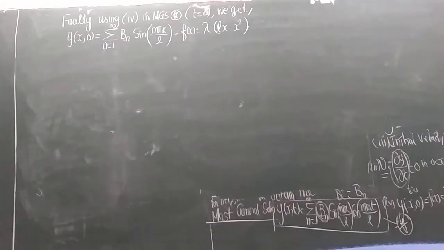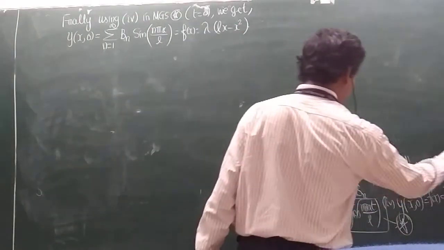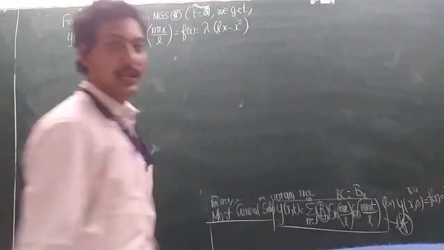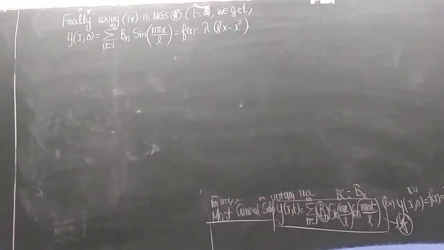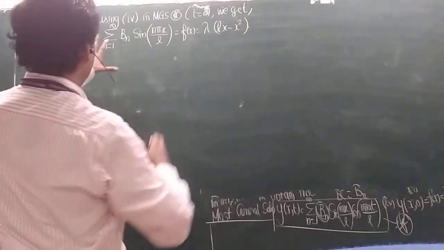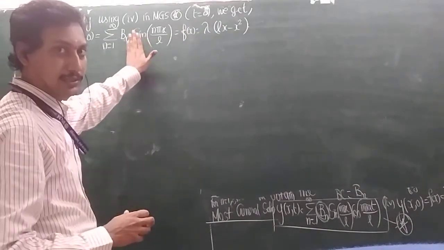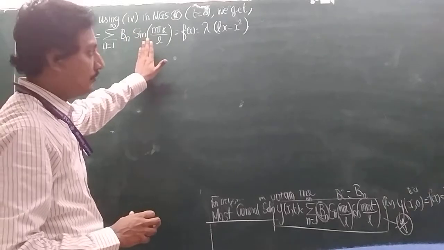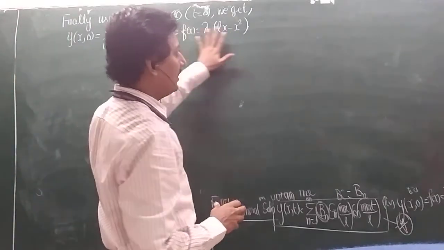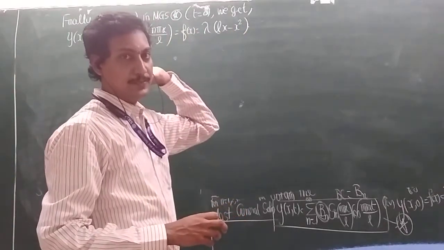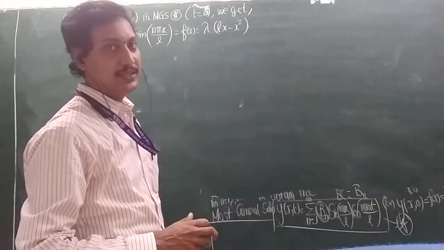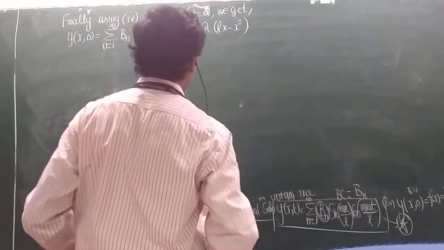Now, we still need to find the Bn in the most general solution. My ultimate aim is to find the Bn value with the help of the given data, lambda into Lx minus x square. If I look at this stage, on the left hand side I have sine in x. This looks like a half-range sine series. So, can we express the right hand side as a half-range sine series? What will we get?